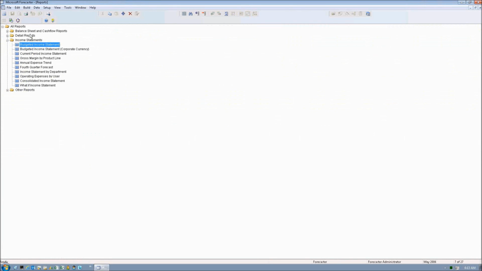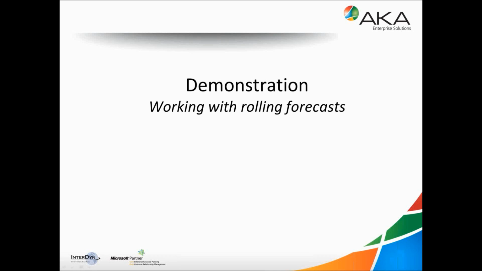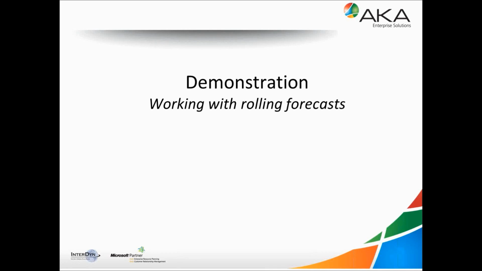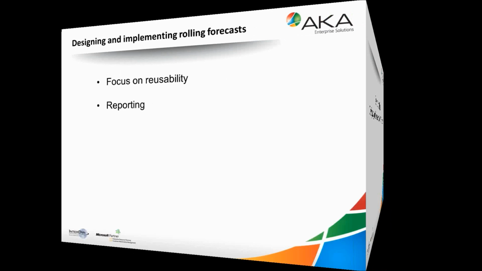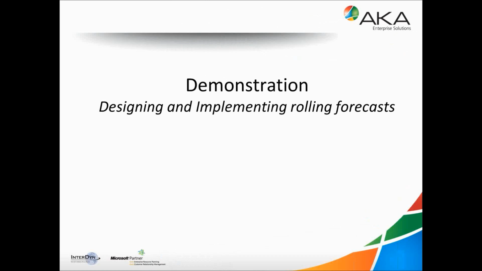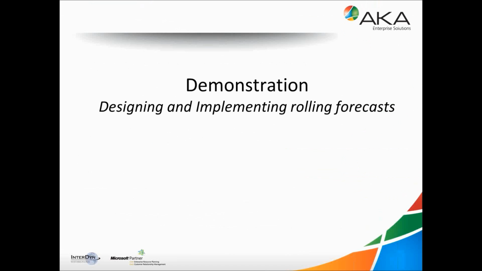Okay, so let's go back to some of the rolling forecast features, and then in the next demonstration, we'll put together how we're going to use that. Okay. So we want to talk about designing and implementing rolling forecasts. We focus on reusability and we focus on reporting. And now I'll show you how we're doing that. So let me take this up and let's go back into the product.